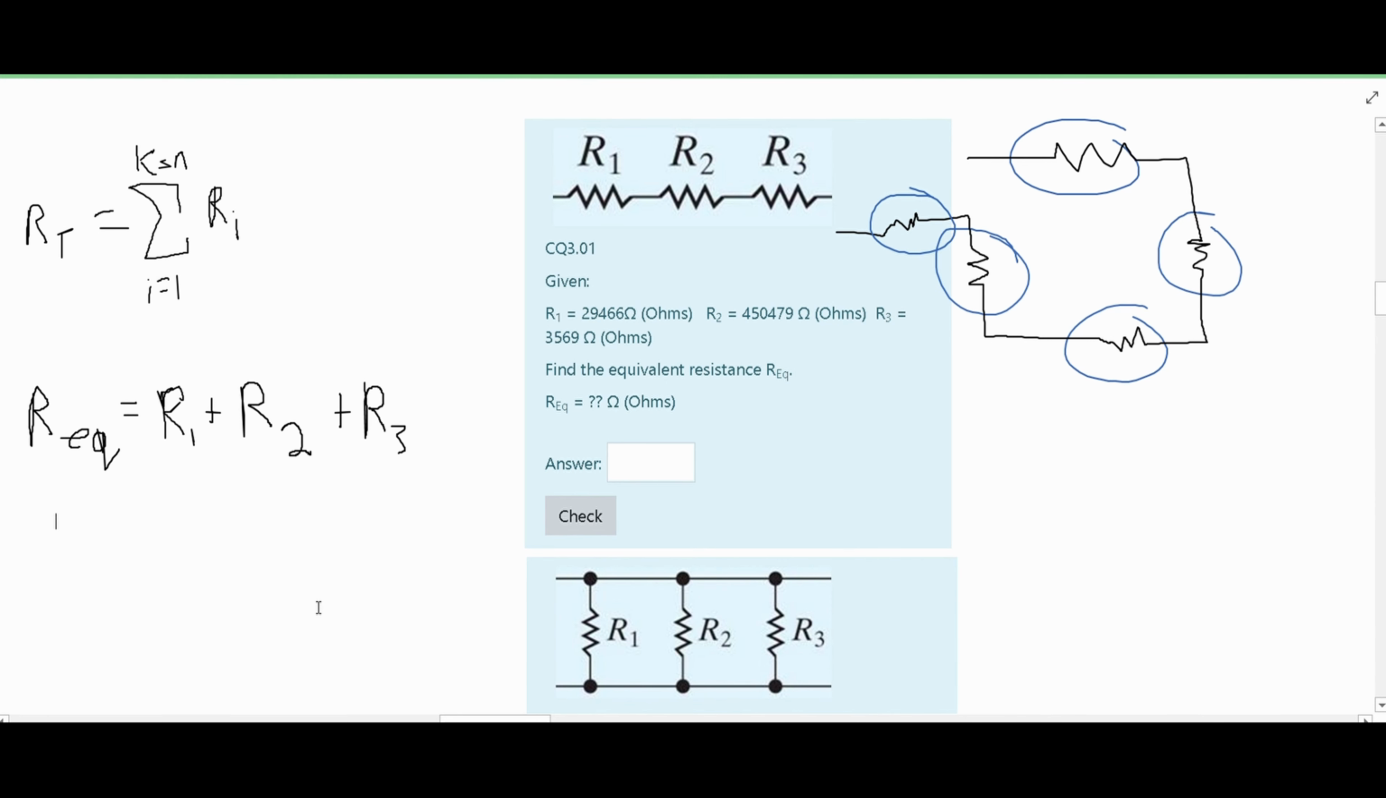Now we can fill in these numbers. We know our R1 to be 29,466 ohms. We're going to add this to our 450,479 ohms, and lastly, we are going to add in our 3,569 ohms. If we do this, we're going to see that it is equivalent to 483,514 ohms. And this is the answer for our first part.